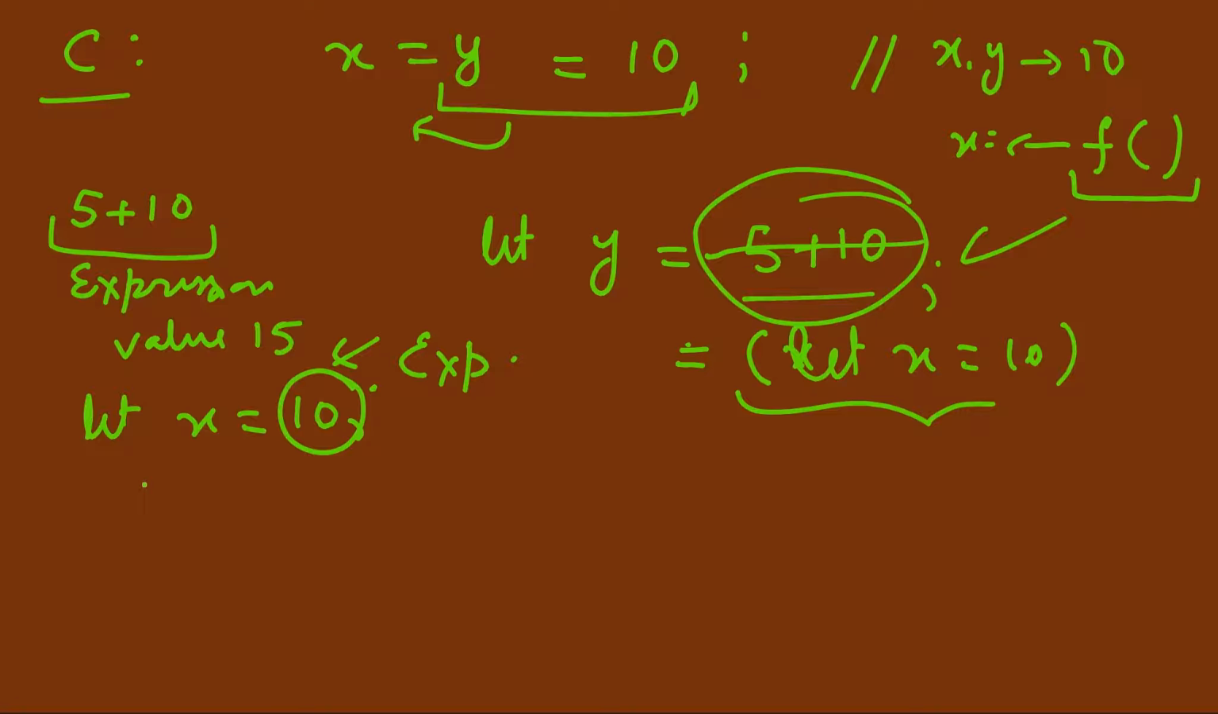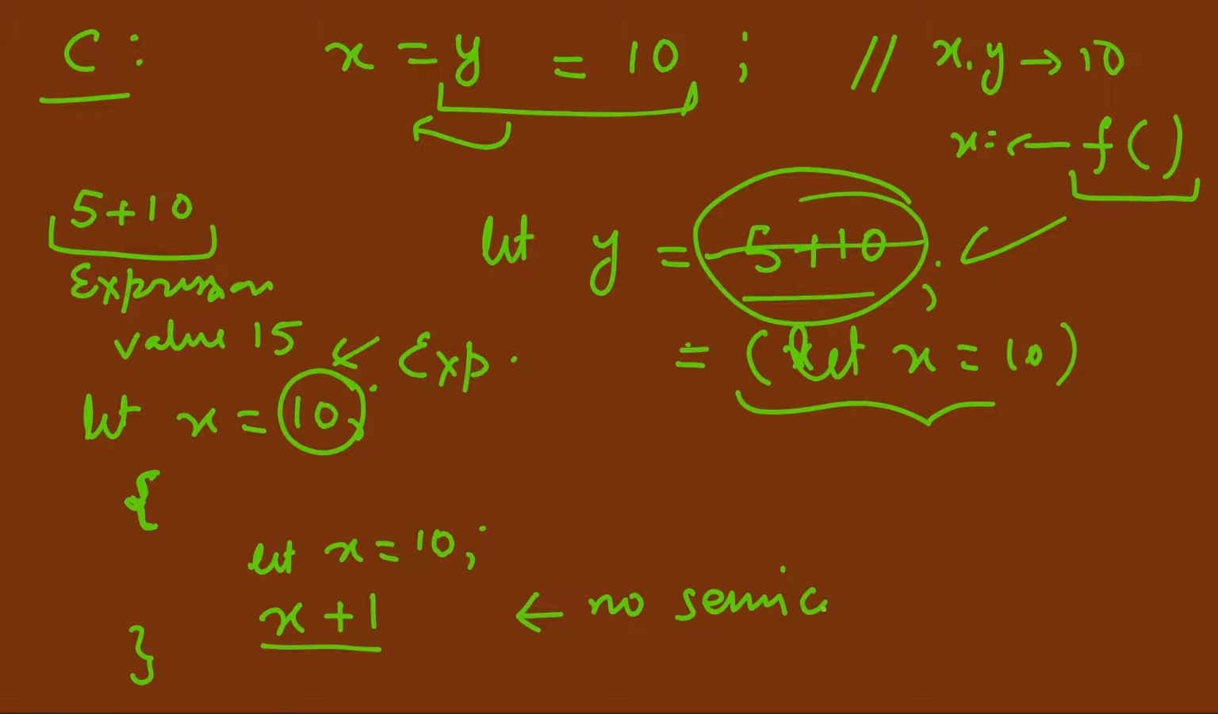And now let's see some code block which can be an expression. So this is the beginning of code block. And then we write let x equal to 10. And then we write x plus 1. Then this code block is an expression because it evaluates to 11. And note that here we have not used semicolons. So it's important. So if we write x plus 1 and then semicolon, then it will become a statement. So here we have not written any semicolon.